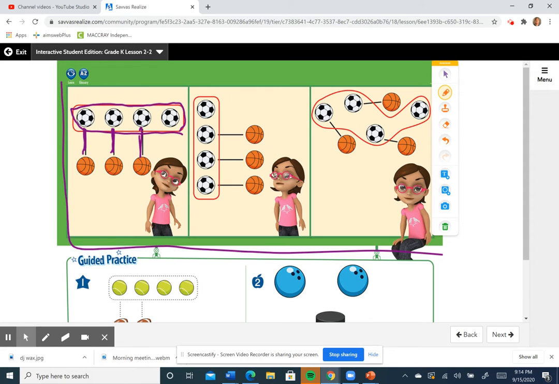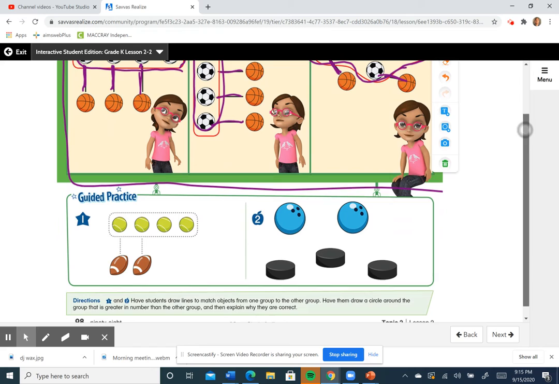Okay. Same thing for here. It's just showing it a different way. They're matching up their soccer balls to their basketballs. There's an extra one, so this one is greater, and greater means more. Same thing now, except it's kind of in a messy picture here, and it's not neat. So see, they matched them up, and there was still one extra soccer ball. So they circled all of the soccer balls because they are greater, there's more.